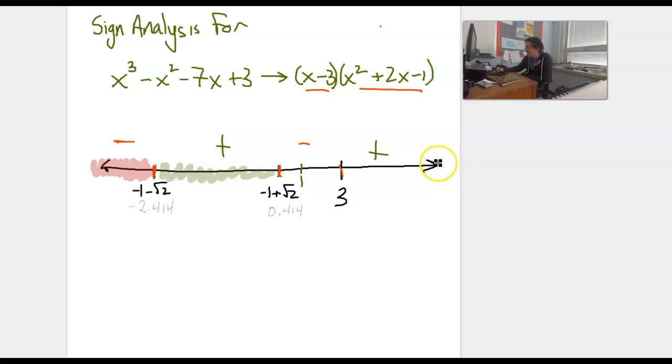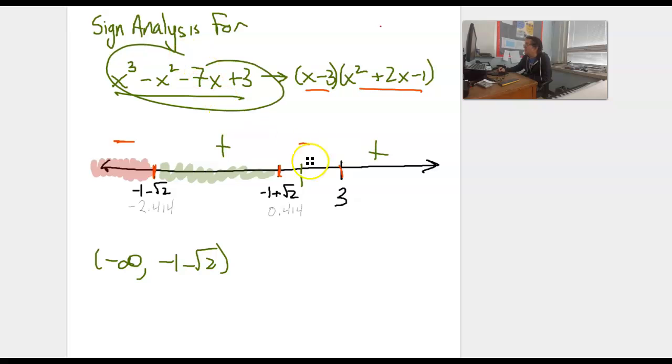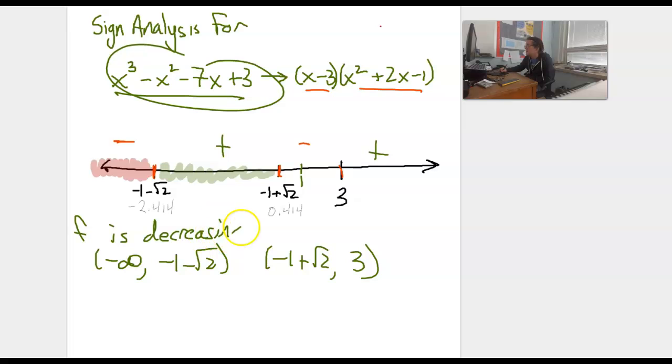And that's how I know that the derivative function is negative from negative infinity up to negative 1 minus root 2. And the derivative function is negative from negative 1 plus root 2 up to 3. So I could say f is decreasing on these intervals. I wish I'd made all that orange.